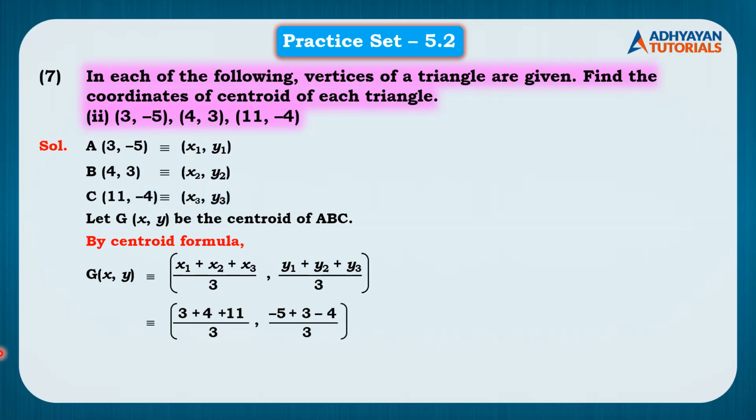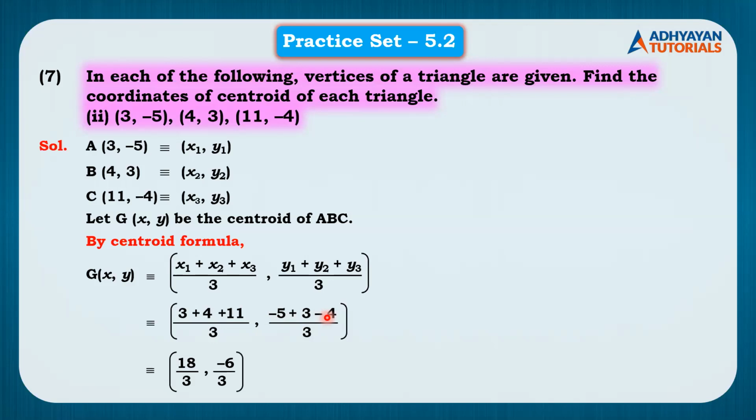So students, you have understood this. How did we do the substitution? Now simple mathematics. 3 plus 4, 7. 7 plus 11 is 18. So 18 upon 3, comma. Here, minus 5 plus 3. Minus plus minus. So minus 5 plus 3. 5 minus 3 is 2. Sign of the greater number. So minus 5 plus 3 is minus 2. Minus 2 minus 4 is minus 6. Minus 6 upon 3.